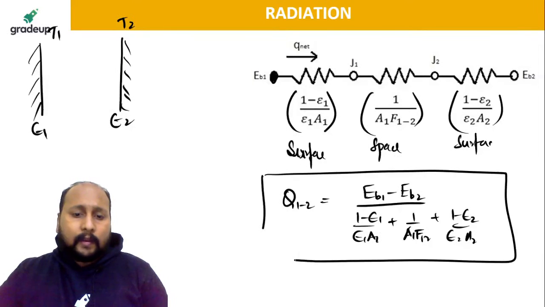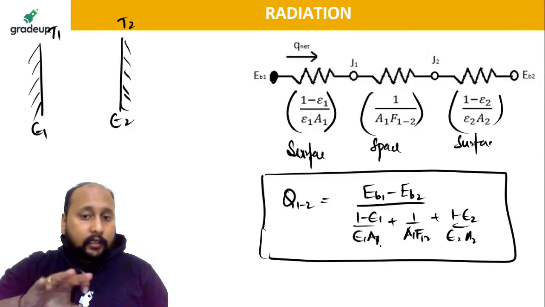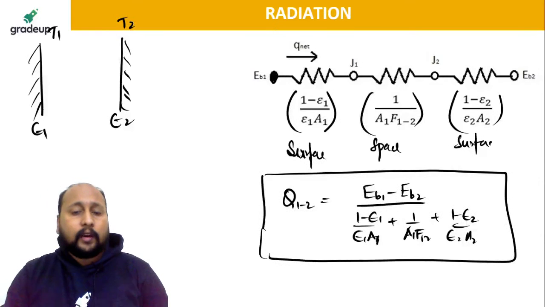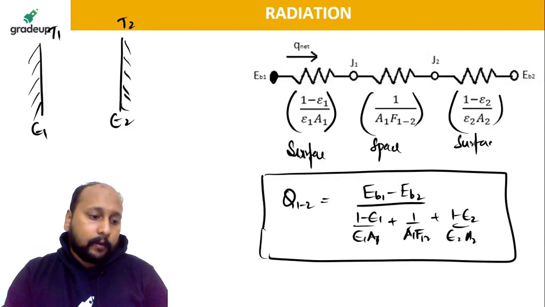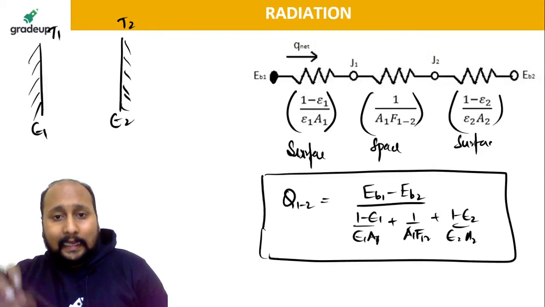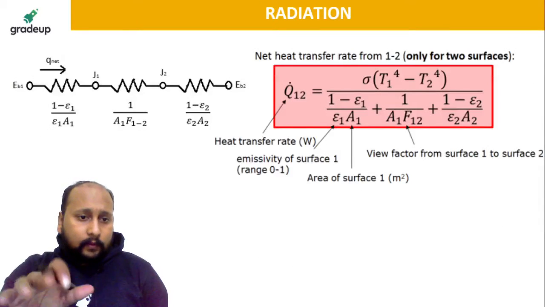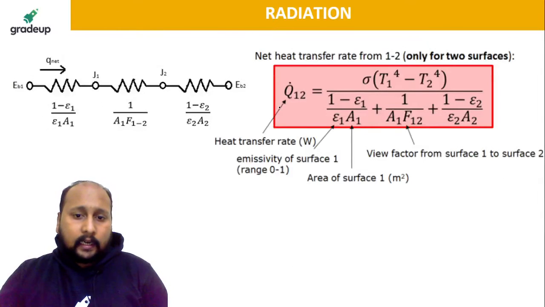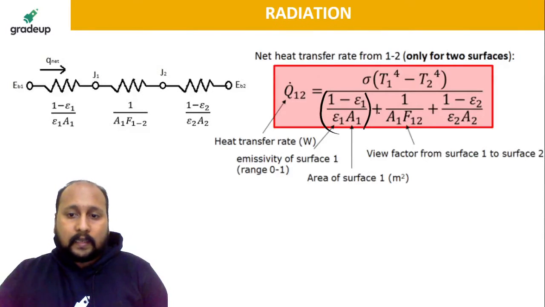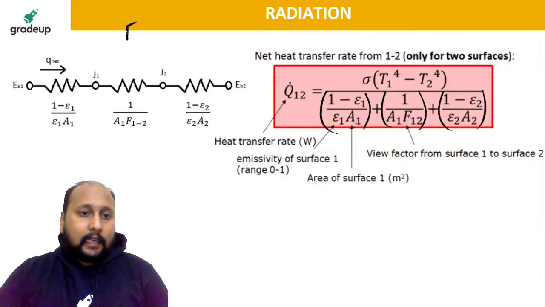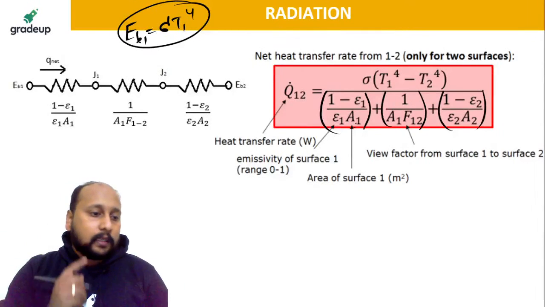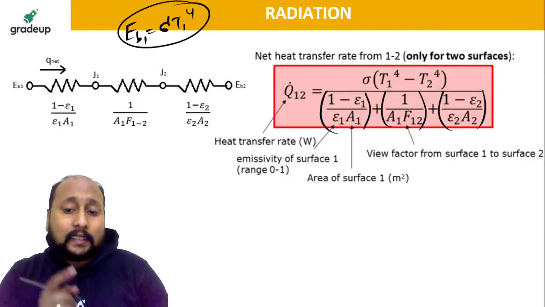The only thing that changes is the areas, but the general approach in radiation is quite easy. So it makes radiation the easiest topic in heat transfer. Okay, in your heat transfer subject, radiation is the easiest. So let me take this example. This is your total heat transfer between 1 and 2. This is the surface radiation, space radiation, and again a surface radiation. Is this clear? And we know that EB is equal to sigma T to the power 4, where sigma is the Stefan-Boltzmann constant.